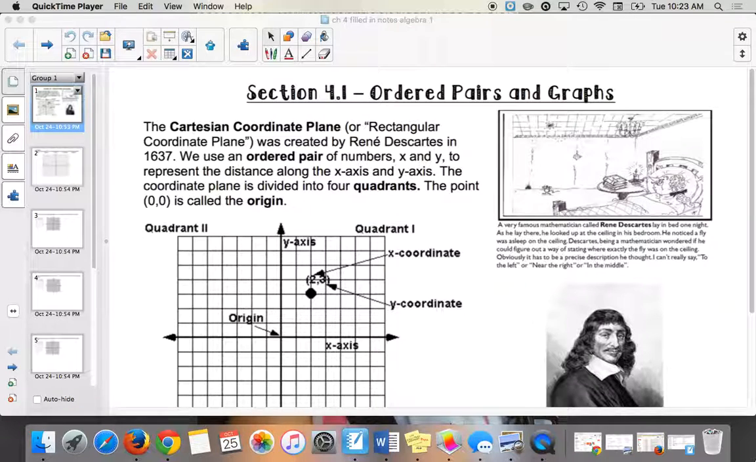So section 4.1 is on ordered pairs and graphs. Ordered pairs are just points, x, comma, y. The Cartesian coordinate plane is also known as the rectangular coordinate plane, and it was created by René Descartes.